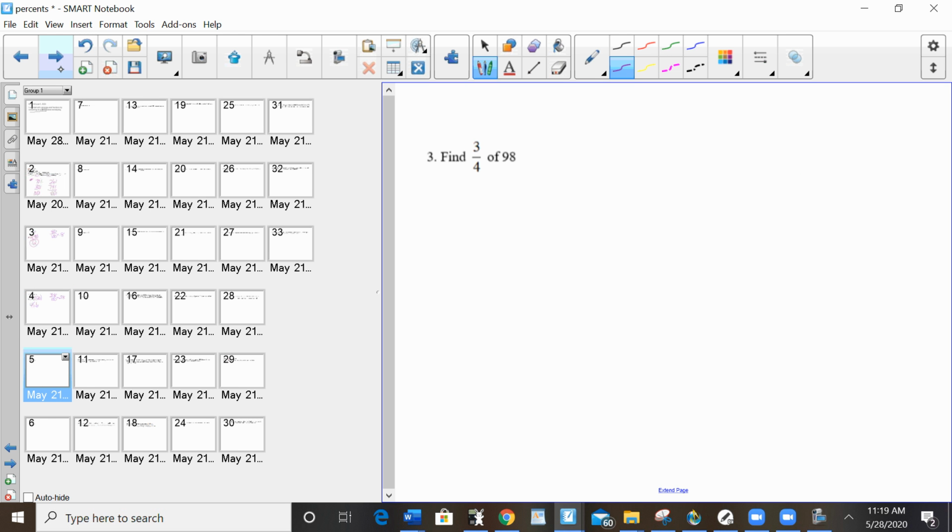Number 3, it's a fraction now. Same thing. Of means multiplication. So if I want to do 3/4 of 98, I'm just multiplying 3/4 and 98. You don't have to worry about converting to a decimal when you're dealing with fractions. Just multiply. 3/4 times 98 is, my calculator told me 147 over 2, which is 73.5.